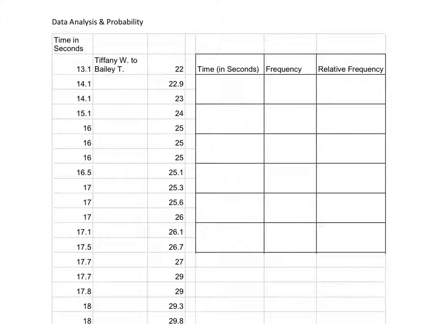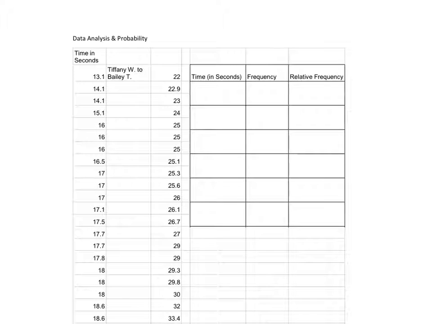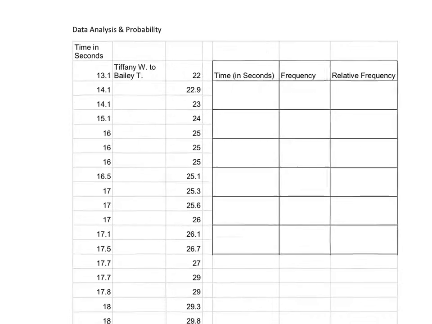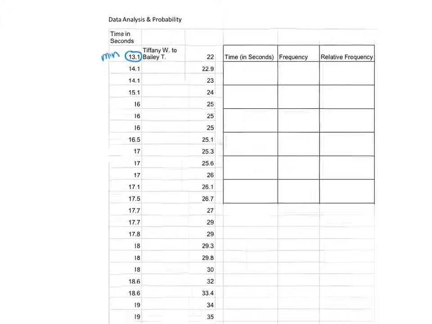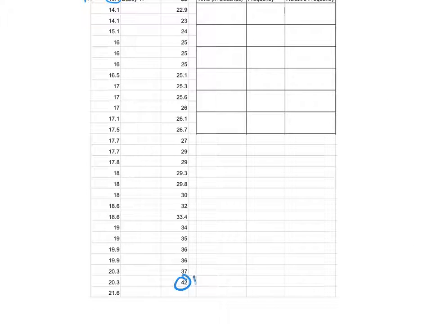I did put it in order for you, so it goes from 13.1 is the smallest value, and then as we go down to the bottom of our second column, 42 is the longest, so it goes in order. It won't always be in order, so make sure you always double check that the data you're looking at is actually in order. So if we start with 13.1 is our minimum, and 42 is our max.